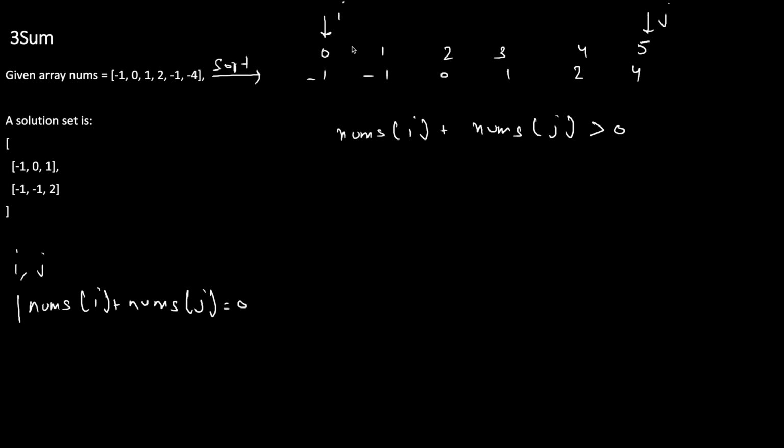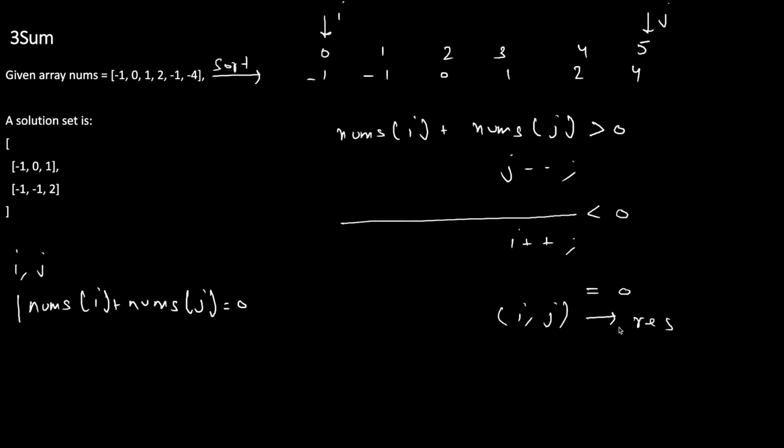Since the array is sorted, if you increment i, this value is going to increase, and if you decrement j, this value is going to decrease. Since the current value is greater than 0, we have to decrease it, so we will decrement j. And in case nums of i plus nums of j is less than 0, you will simply increment i, because we have to increase this value currently. And in case this is equal to 0, you have your i, j, so you can simply put them into some resulting list, increment i and decrement j.